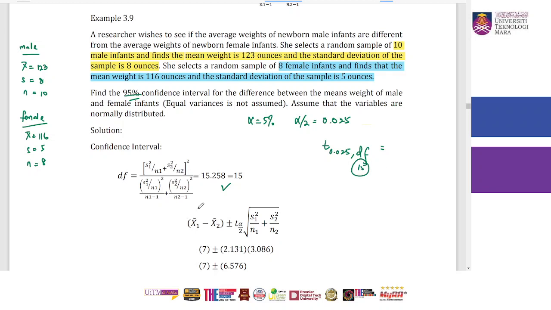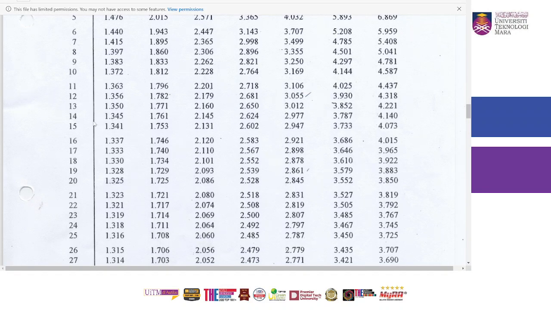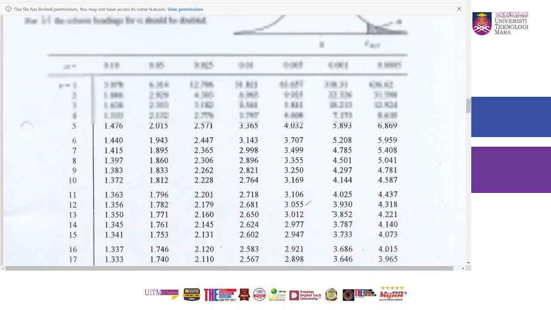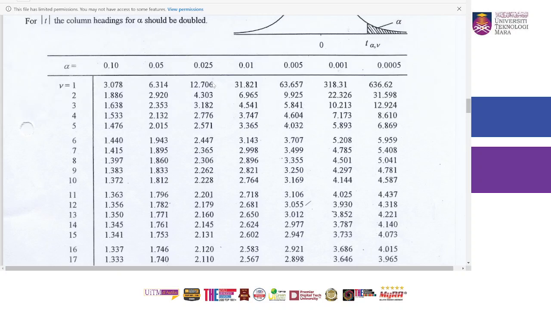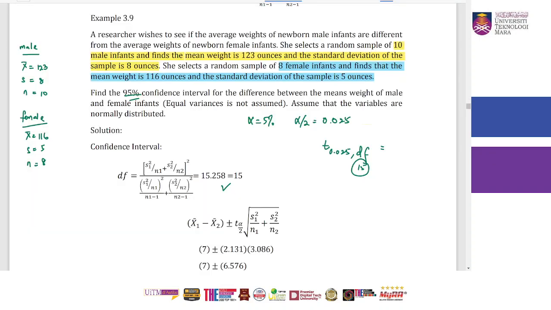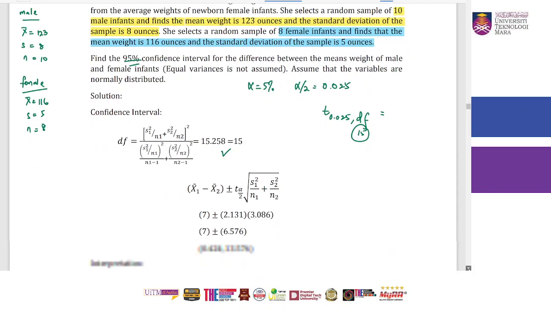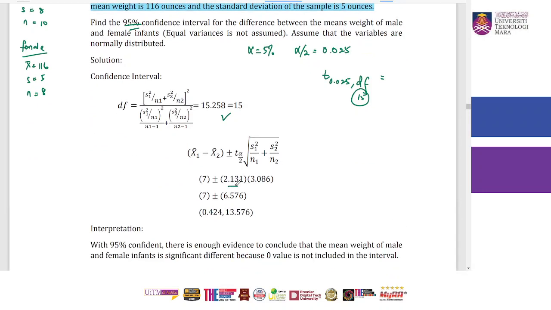Okay. So what to do next is to look at the table and locate the value for the degrees of freedom and also the alpha value to get the critical value of t. So look at the table again. We want 15 and then for 0.025, it will be in the third column. Okay, looking at the third column for 15, you get 2.131. So that's why in this case you have the value to be 2.131 over here.